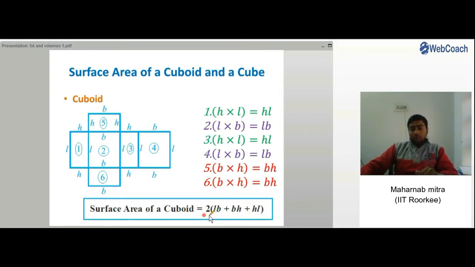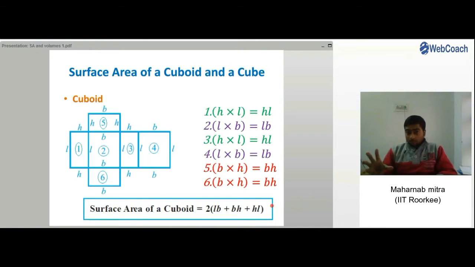So the surface area of a cuboid can be defined as twice of length into breadth plus breadth into height plus height into length, right? This is the surface area of a cuboid. Or you can say, to find out the surface area, if length, breadth and height are given, then you can multiply two terms together. How many multiplications will you get? Length into breadth, breadth into height and length into height, right?